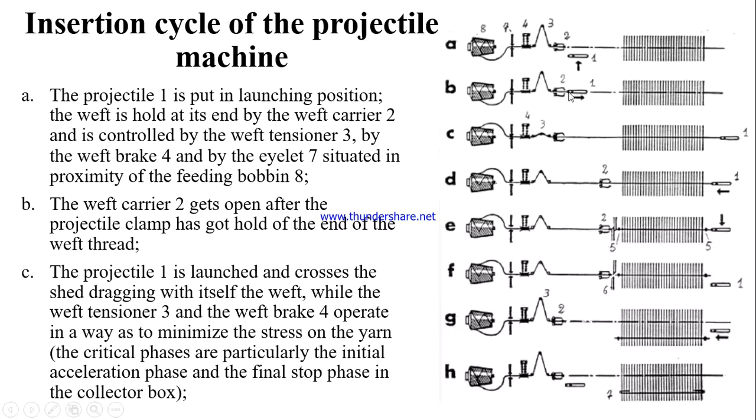So after the gripping has been completed, in the third stage, stage C, the projectile will be inserted. The insertion will be done by the torsion rod mechanism discussed in the last slide. So when the insertion is done, the projectile will come to the other end of the loom.